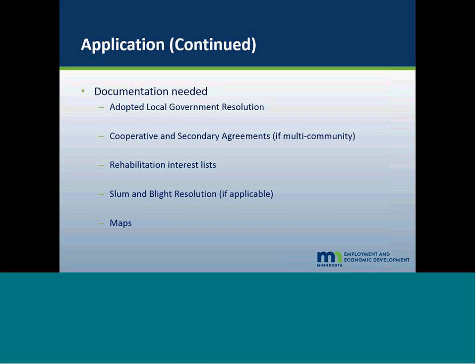Cooperative agreements pertain to multi-community applications. Again, those where we're combining one applicant and primary community identified. Interest list. Some residents are going to need maps. So, that's all outlined and explained in the application.